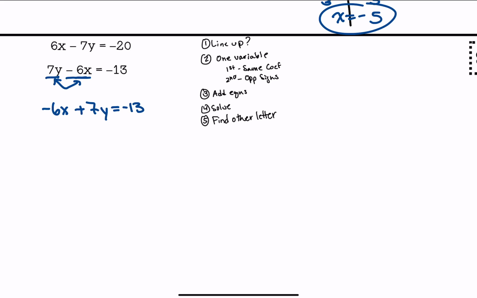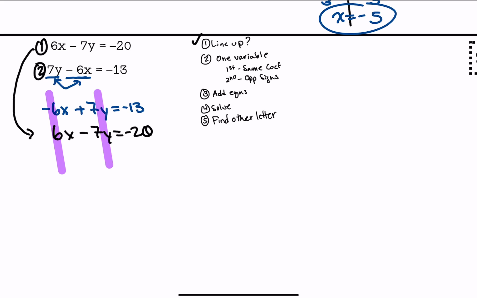I'm going to bring back down my first equation. Let me label these guys. So we got 6x minus 7y equals negative 20. Make sure you copy and paste correctly. Now we're all lined up. X's, y's, equal signs, constants. Everybody's lined up, so we're good. Now let's do a twofer.